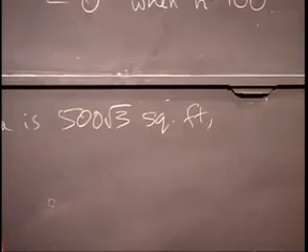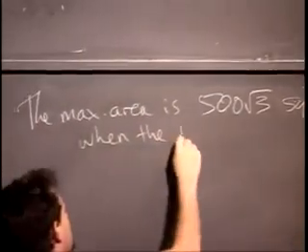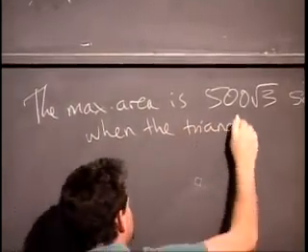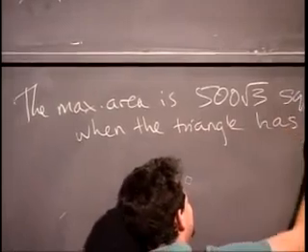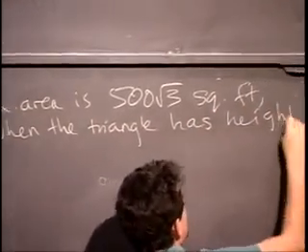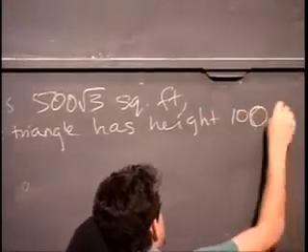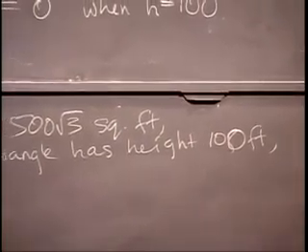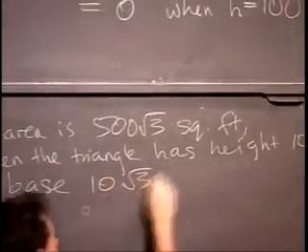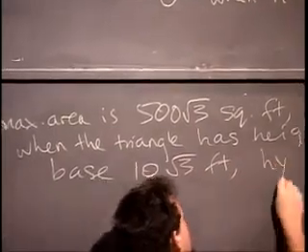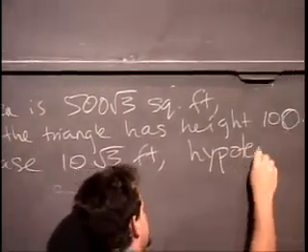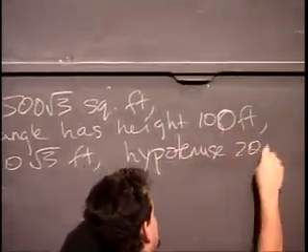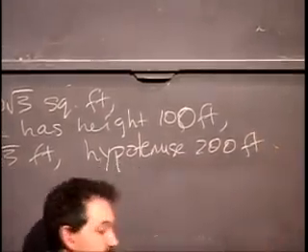when the triangle has height 100 feet, base 10 root 3 feet, hypotenuse 200 feet. Done. Question?